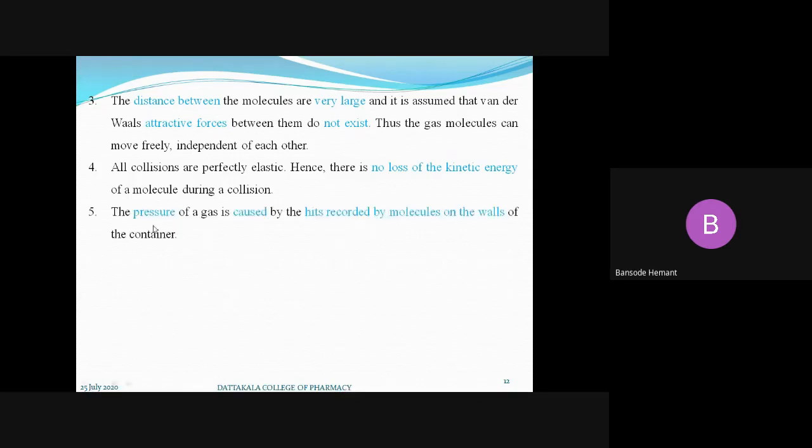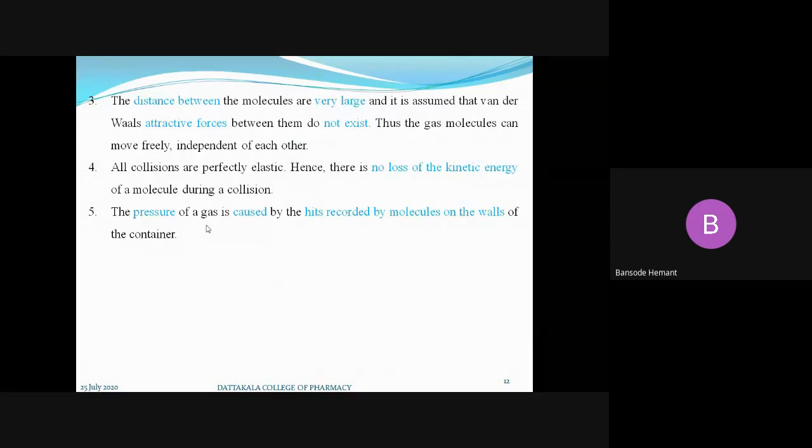Next, the pressure of the gas is caused by the hits made by the molecules on the wall of the container. Earlier I also gave the example of the balloon, where the gaseous molecules hit the wall.